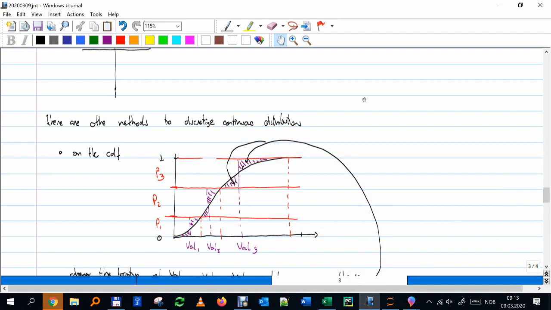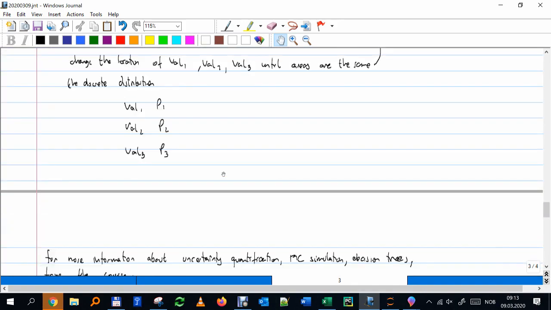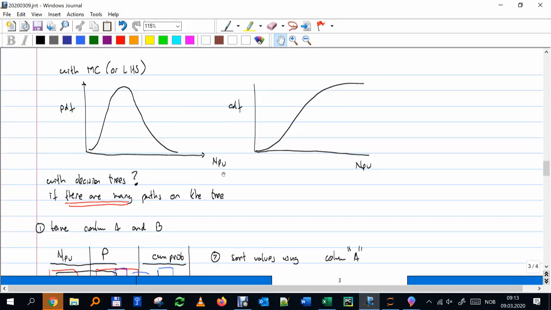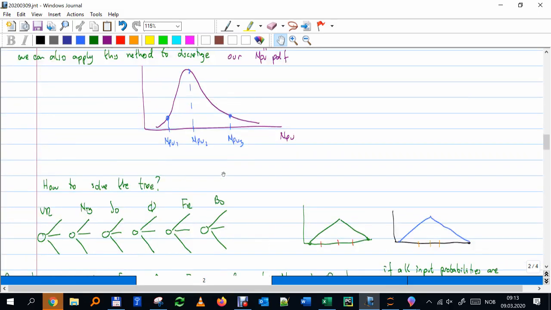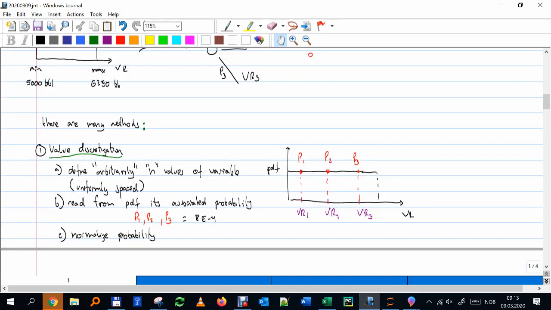But if you want to try, you can also try. Or you can use the first method we saw, which is also quite okay. You define 3 values, read the probability, and you normalize. It's called value discretization. Let's take a break.